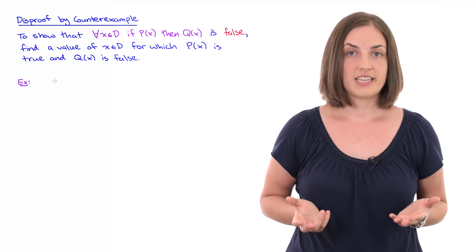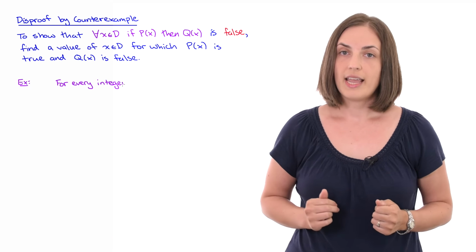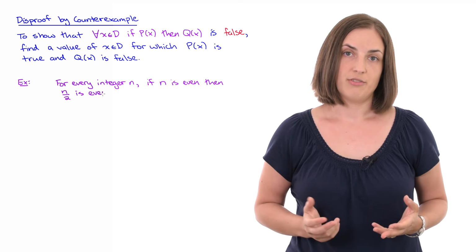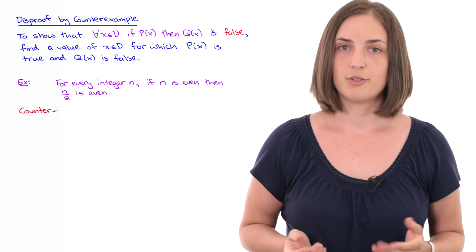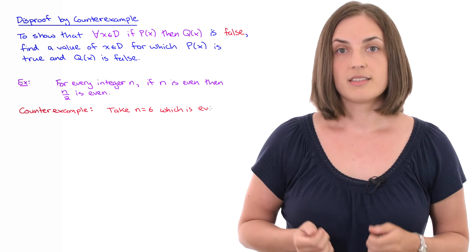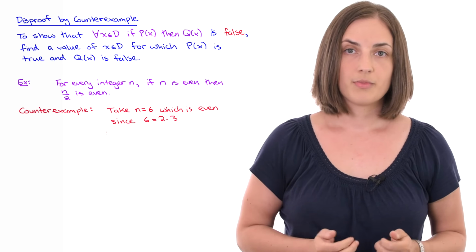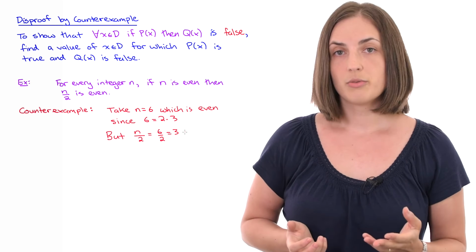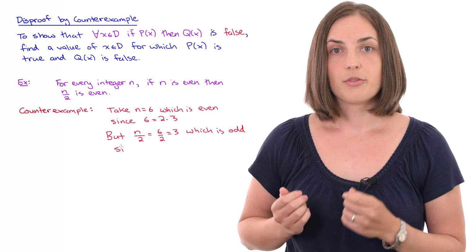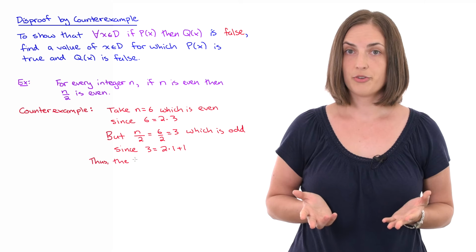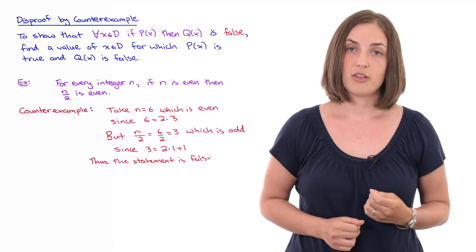Here is an example statement. For every integer n, if n is even, then n divided by 2 is even. Here is a counterexample to this statement. Take n equals 6, which is even because 6 equals 2 times 3. But now, n divided by 2, which is 6 divided by 2, equals 3, which is odd because 3 is equal to 2 times 1 plus 1. Since we found a counterexample, this statement is false.